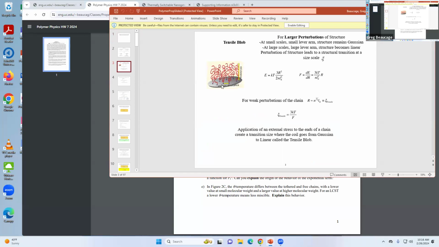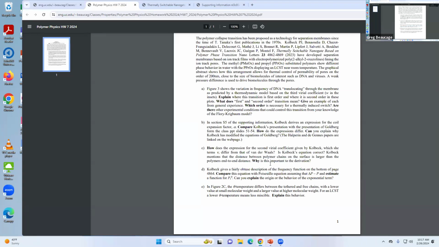If the distance, the yellow line between the chains attached to a surface, is smaller than the coil size, then they'll stretch out like they're shown stretched out here. So his derivation assumes that they're random coils, so you can't have them stretched out. That whole derivation with the third virial coefficient, second virial coefficient, all that assumes you have an ideal coil. You can't have coils touching each other.